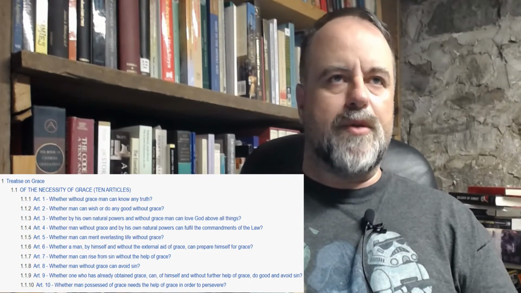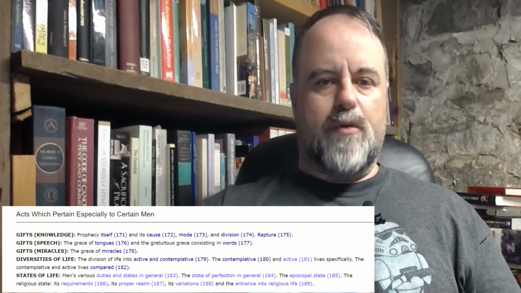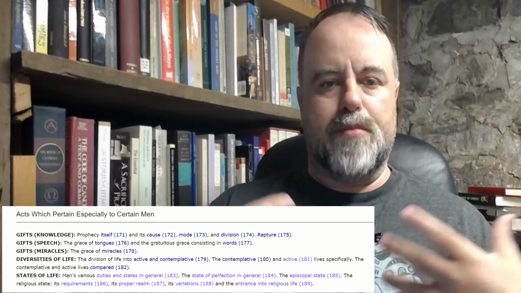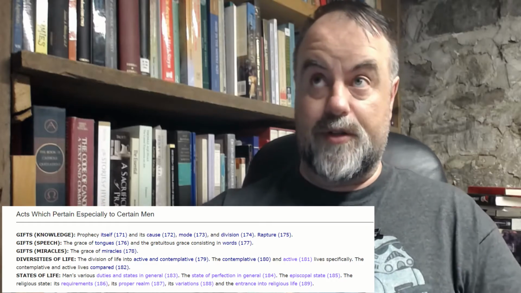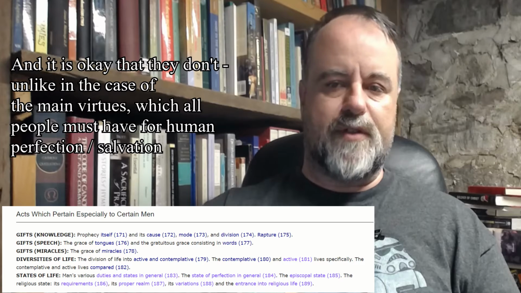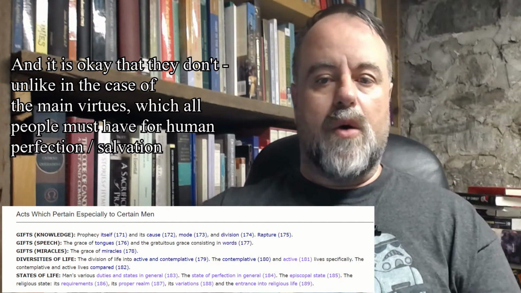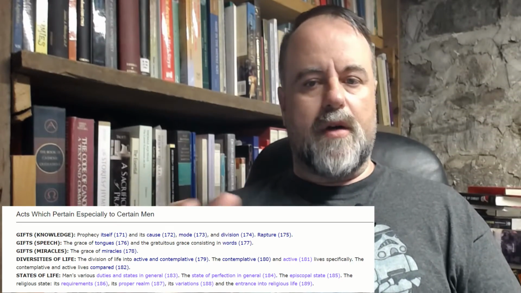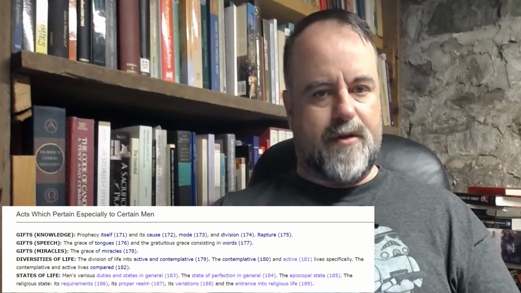After he talks about these main virtues, which are relevant to every human being, who has a relationship with faith, with hope, with love, with fortitude, patience, charity, temperance, and all that stuff, not every man has a relationship, for instance, with prophecy, or with the gift of tongues, or miracles. Those things occupy the first half of this section called Acts which pertain to certain men.